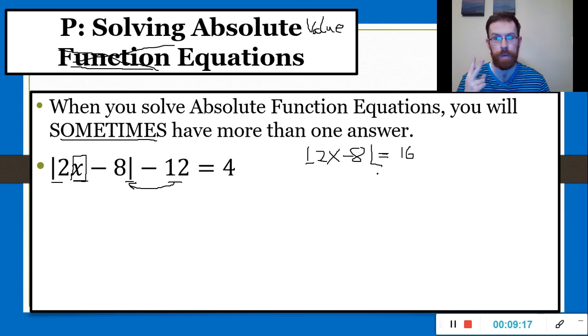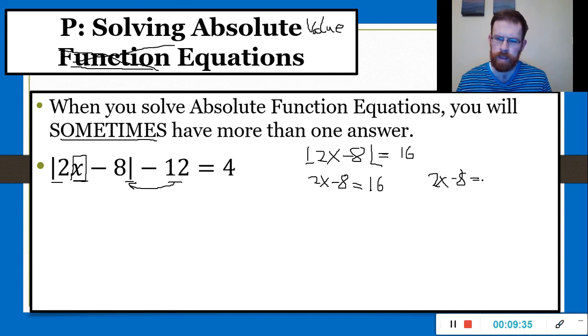Well, the only thing that changes when you get rid of absolute value bars is that you generate 2 answers. You have 2x minus 8 is equal to a positive 16. You just get rid of the bars. And then you have 2x minus 8 is equal to a negative 16.